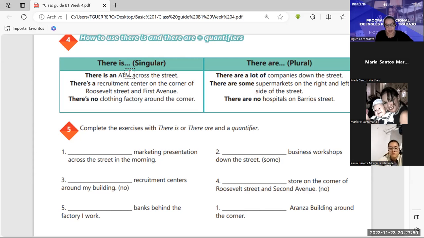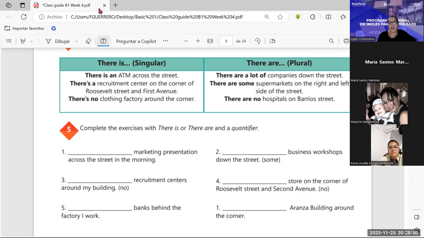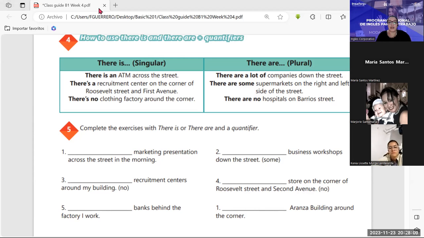Okay, so then let's move with the examples using there are. As we said before, we use there are plus a plural noun. Let's read the examples. When we use there are, we can add some quantifiers.